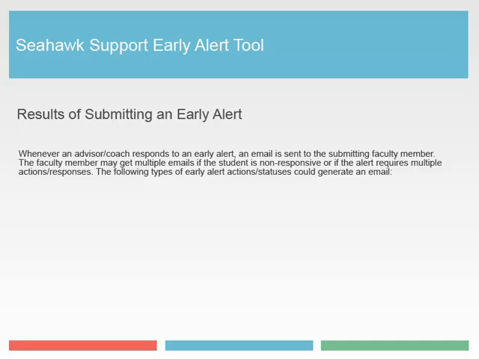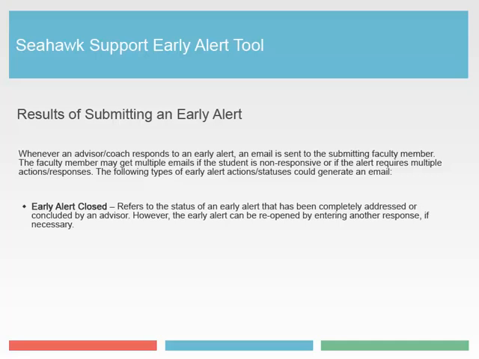Whenever an advisor or coach responds to an early alert, an email is sent to the submitting faculty member. The faculty member may get multiple emails if the student is non-responsive or if the alert requires multiple actions or responses. The following types of early alert actions and statuses could generate an email. Early alert closed. This refers to the status of an early alert that has been completely addressed or concluded by an advisor. However, the early alert can be reopened by entering another response if necessary.